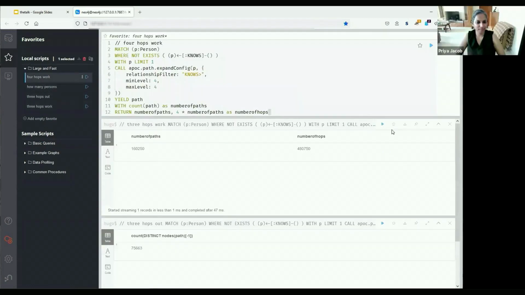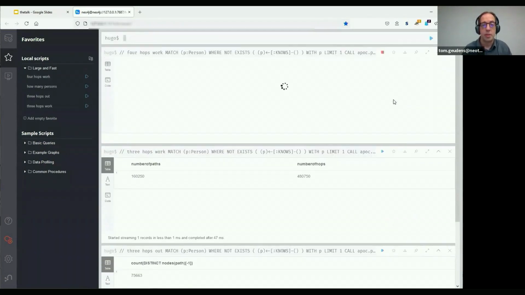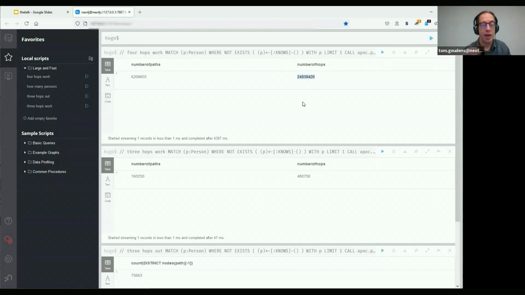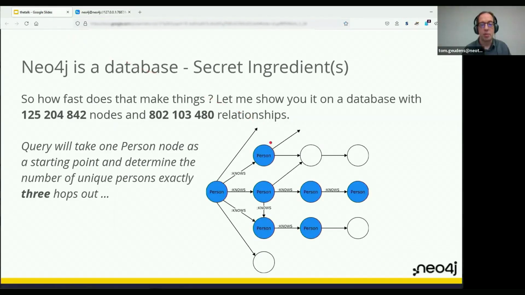Let's try that 4 hops out. Let's up the ante a bit and say, okay, if I go 4 hops out from that one person. Oh, that takes a while. Yeah, that does take a while. It took 4 seconds to be exact, but look at the amount of work I did in 4 seconds. I did the equivalent of 24 million joins in 4 seconds. On average, I get between 4 and 5 million hops per second on a standard issue laptop or machine. Okay, so that is the speed we are talking about here.